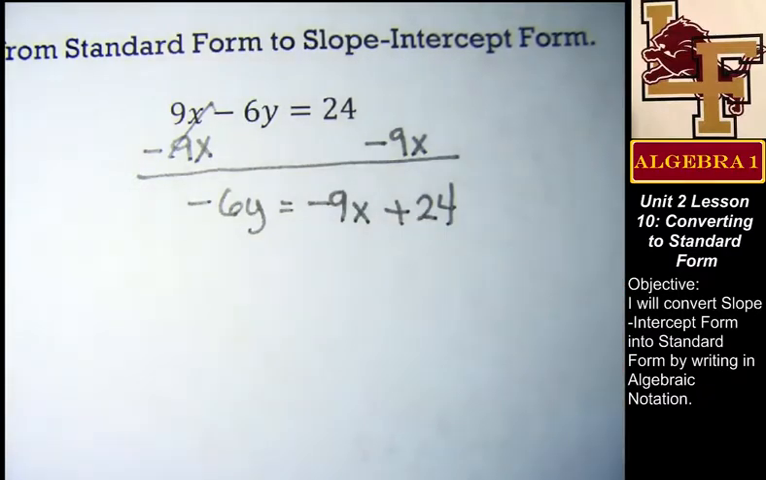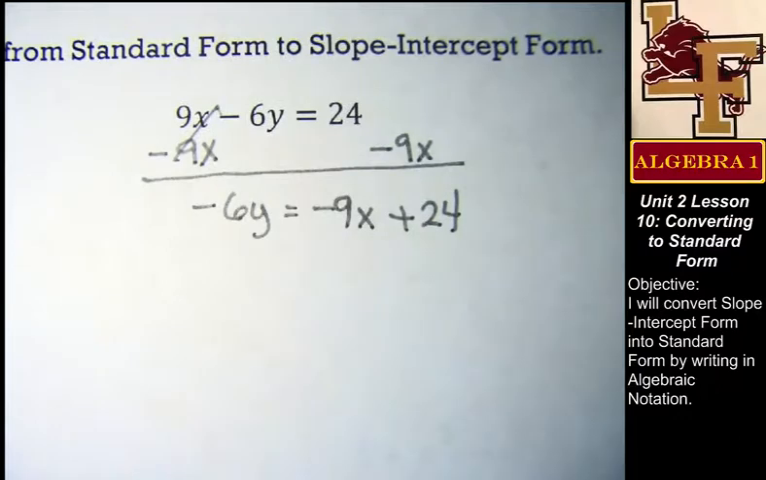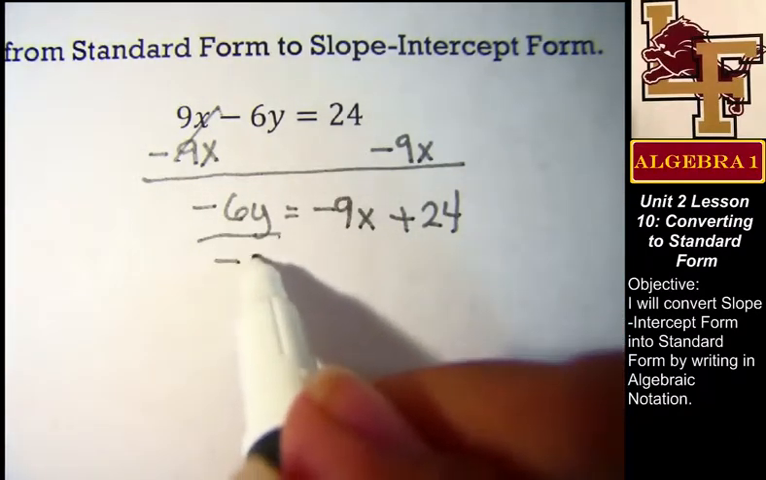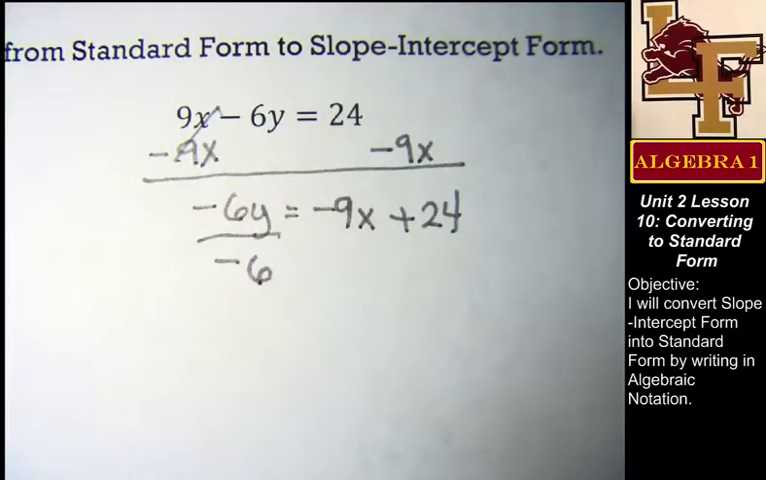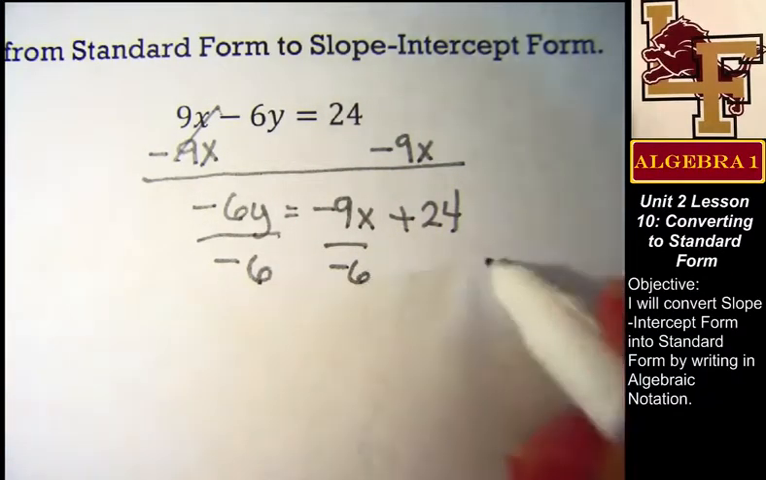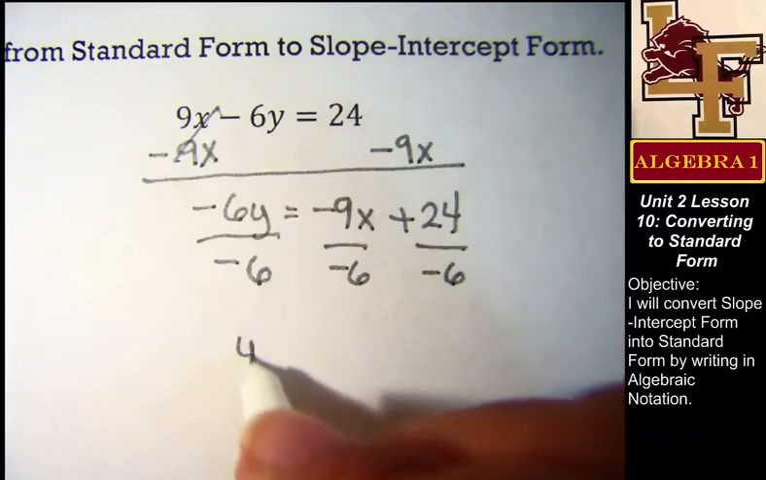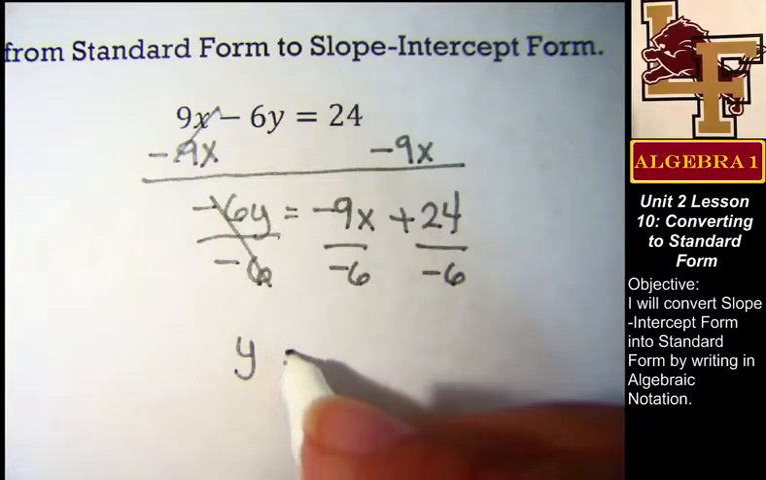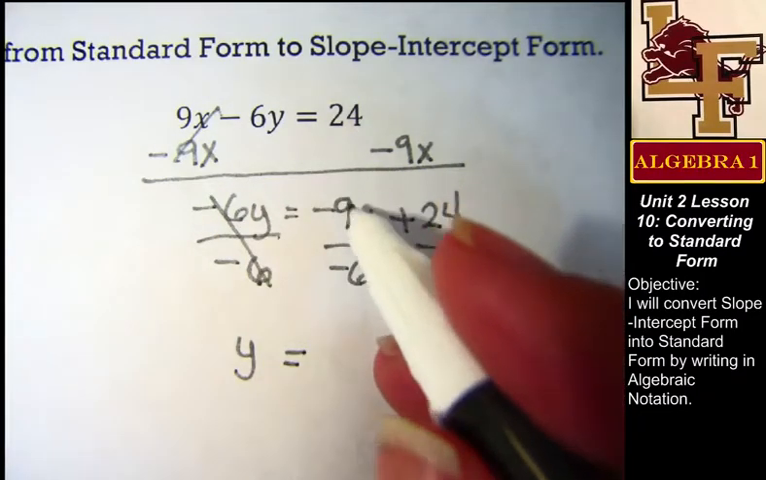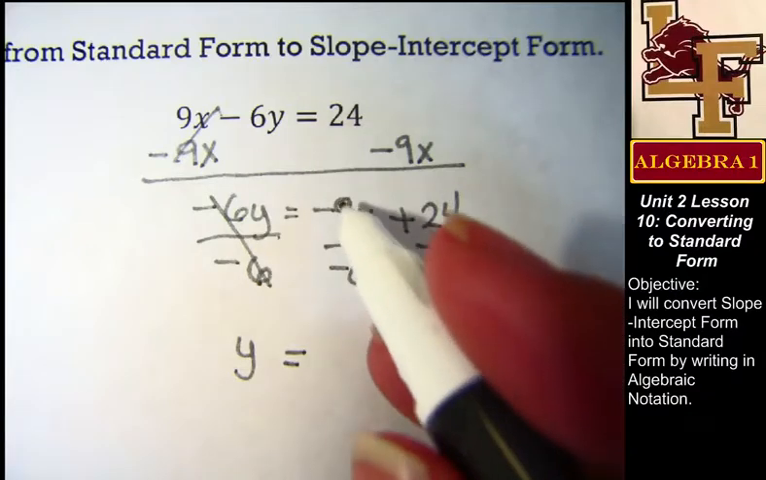Okay, I have this. Now I need to divide through everything by the coefficient of y, the negative 6. Not just 6, but the negative 6. On the left-hand side, y is by itself. And now here I have negative 9 divided by negative 6.